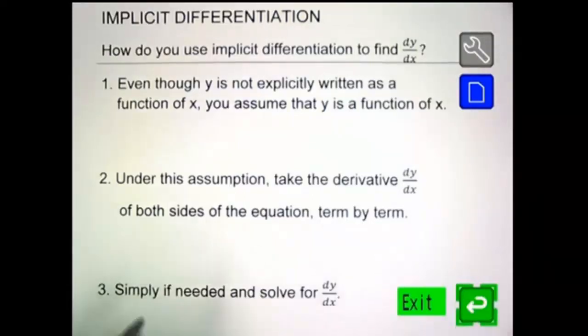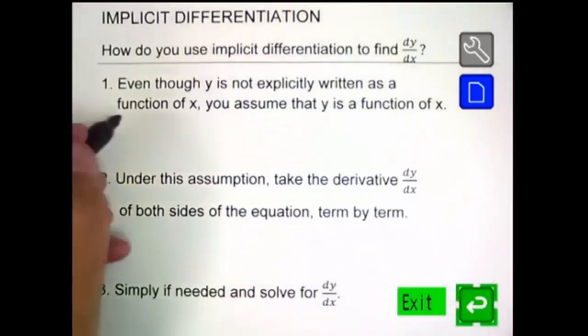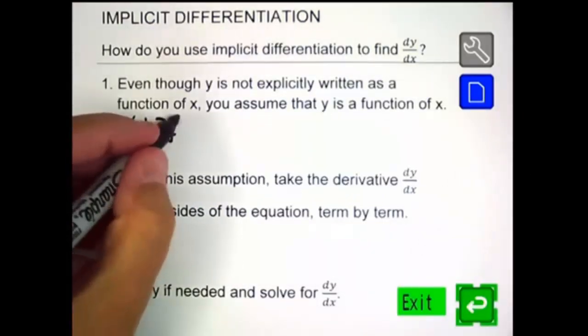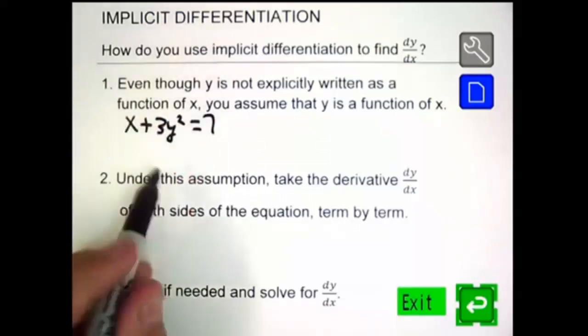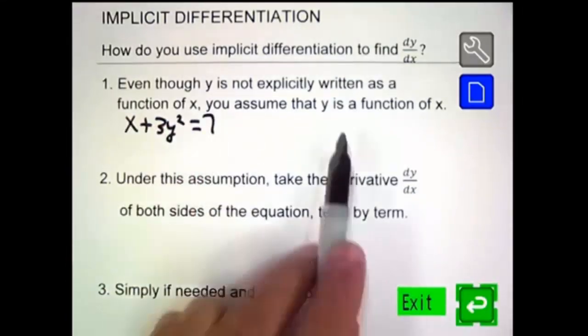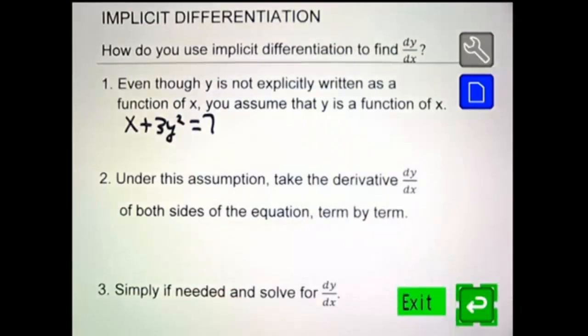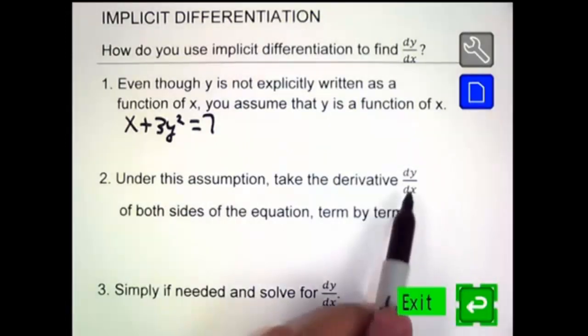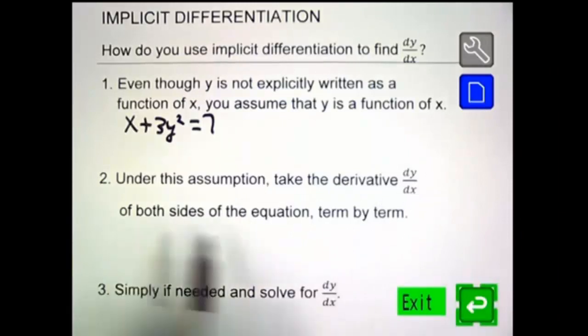So if I went back to, say, the equation I wrote earlier, x plus 3y squared equals 7, even without solving that for y, I'm going to assume that y is some function of x. So that's the first step. Make that assumption. That's very important. Once you make that assumption, and under that assumption, you take the derivative dy over dx of both sides of the equation term by term.